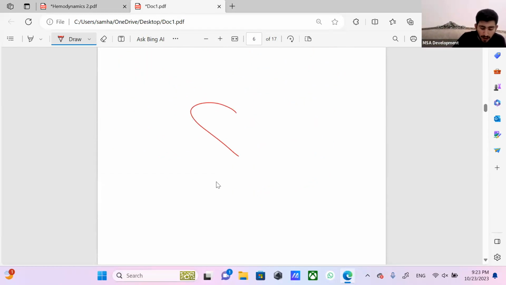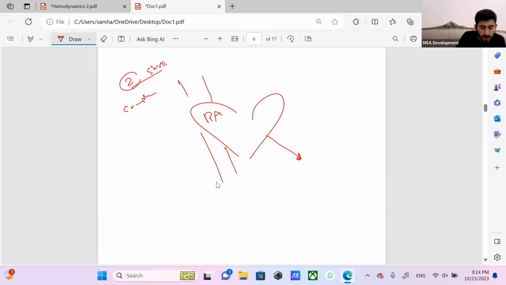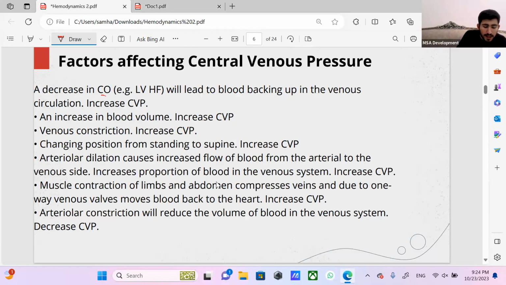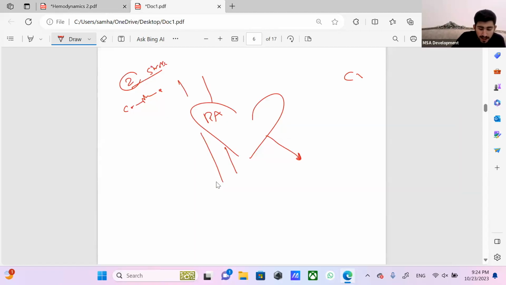So as I said, we have this heart, we have the right atrium, and we have the central venous pressure, which is the thoracic vena cava. We said that the thoracic vena cava is affected by two things: stroke volume, which is the amount of blood getting out of the heart, and the other one is compliance, like how compliant this vein is. So now let's talk about these cases. A decrease in cardiac output, like in left ventricular heart failure, will lead to blood backing into the venous circulation and increase the central venous pressure. By the way, now we are explaining cases that increase central venous pressure, which is the pressure in this vein.